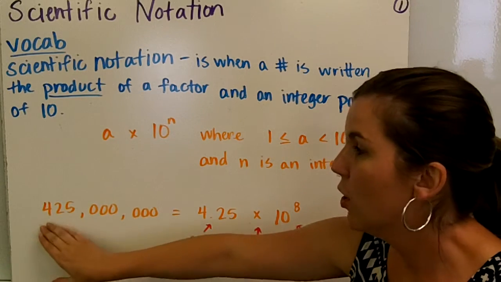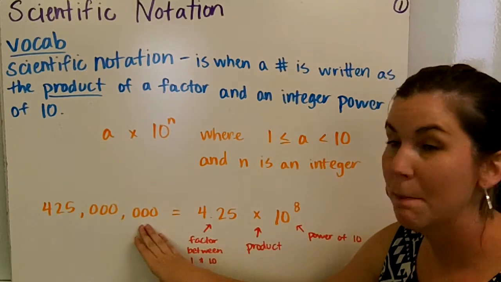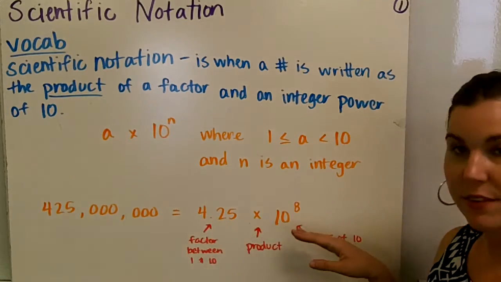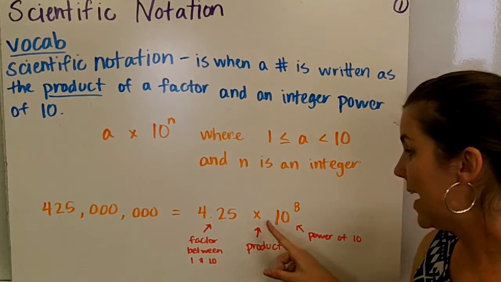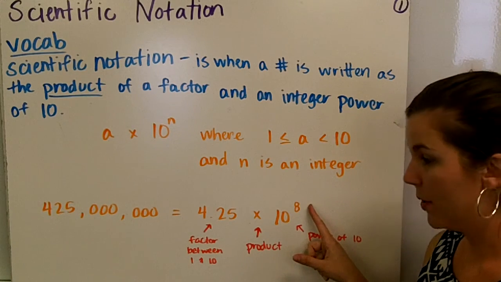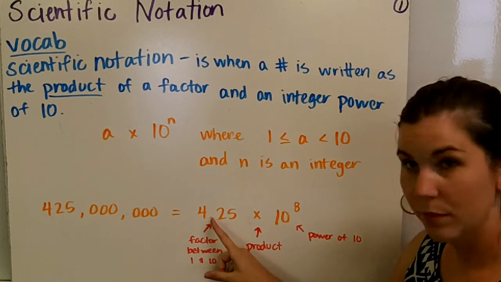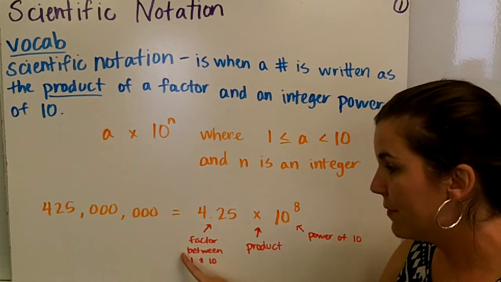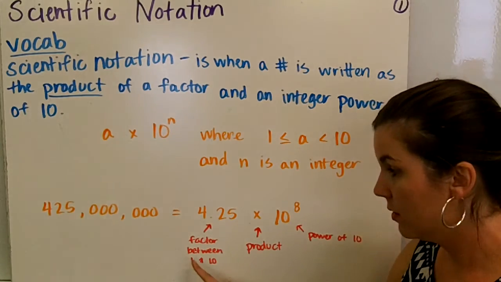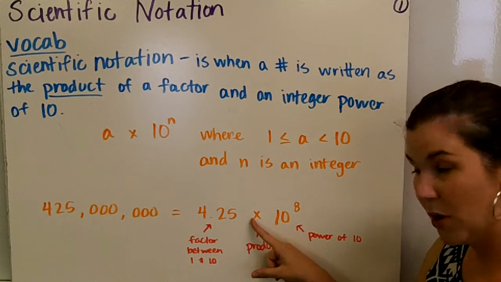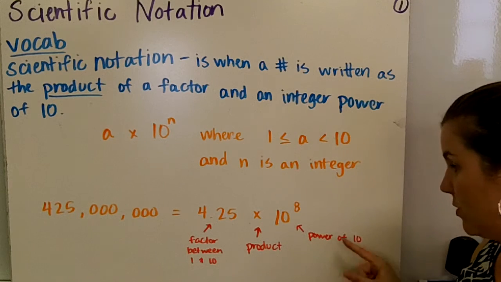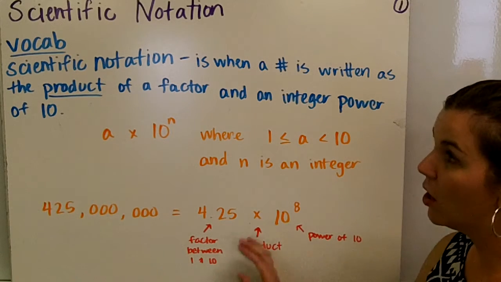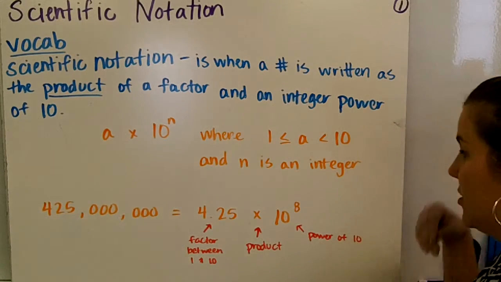Here you have 425 million. Written in scientific notation is 4 and 25 hundredths times 10 to the 8th power. 4.25 is a factor between 1 and 10. And here's product, so times 10 to the power of 8. So that's written as a power of 10. It has all of the parts for scientific notation.